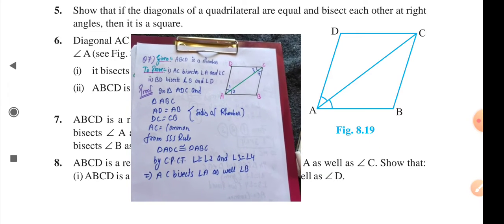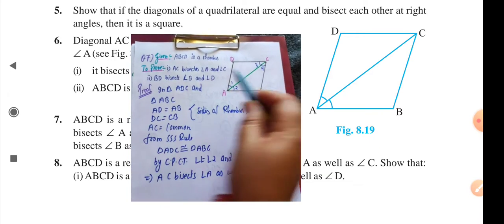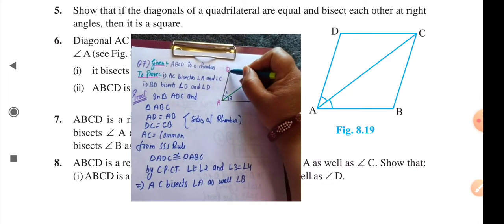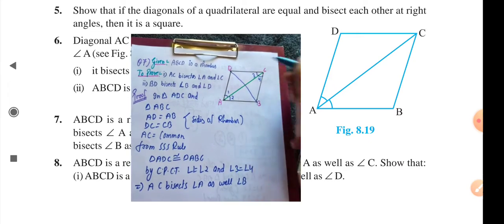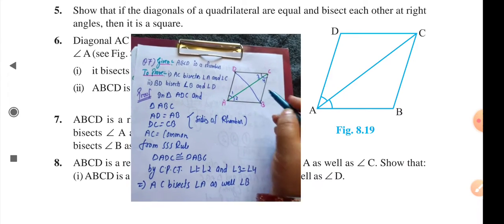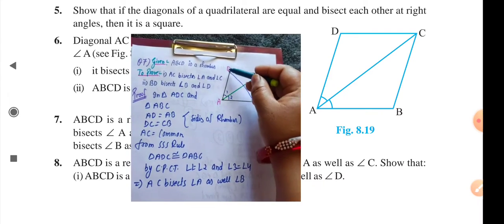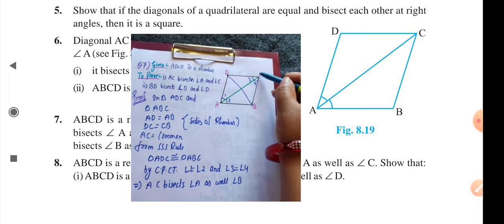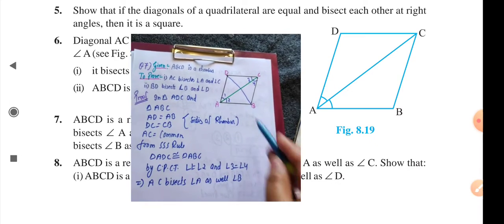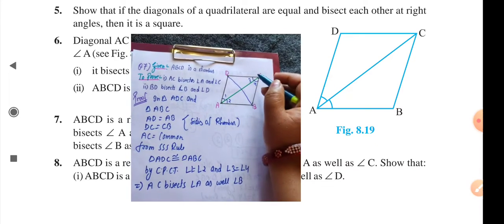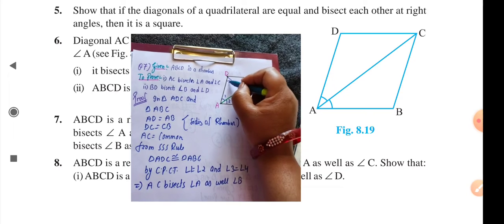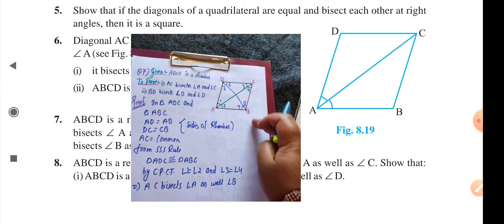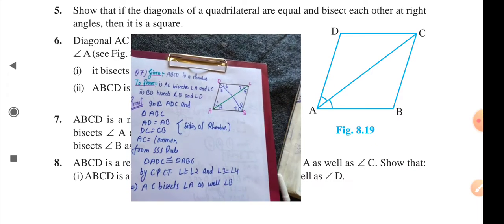Similarly, the second part is that BD bisects angles B and D. You can join D and B like that. I have just made the tilted line. Similarly, you can make these two triangles congruent, triangle DAB and DCB, as in the first one. If these two triangles are congruent by the SSS rule, you can say that angle 5 is equal to 6 and 7 is equal to 8. So BD bisects angle D as well as angle B.